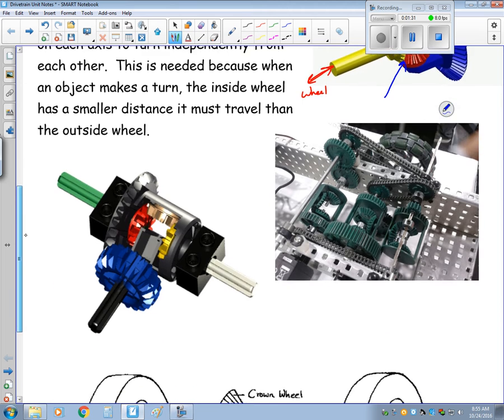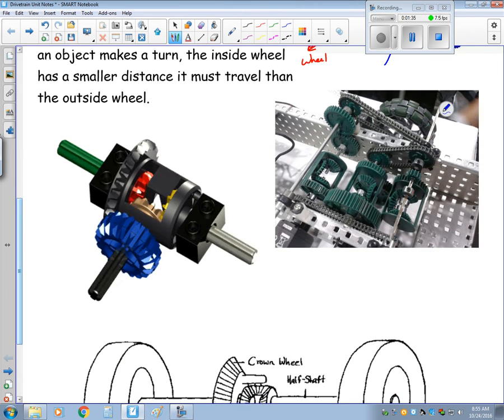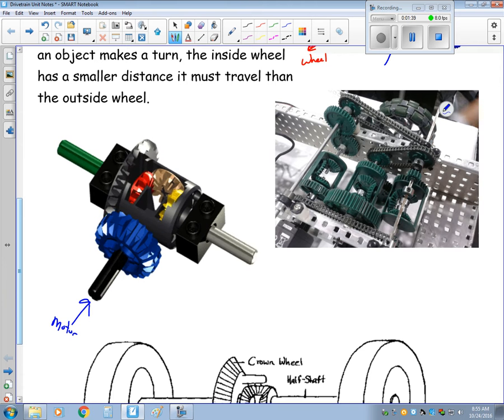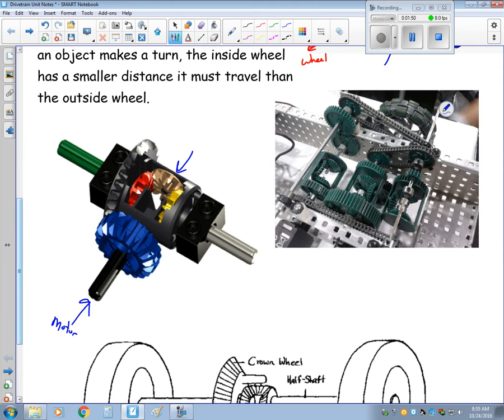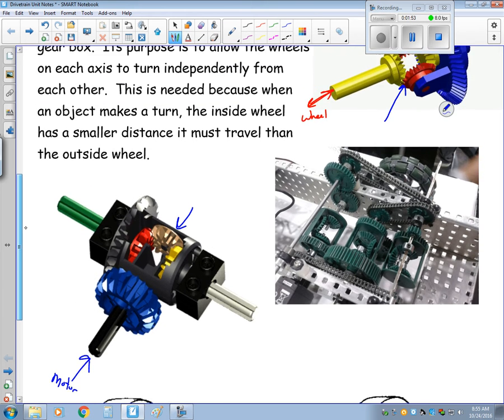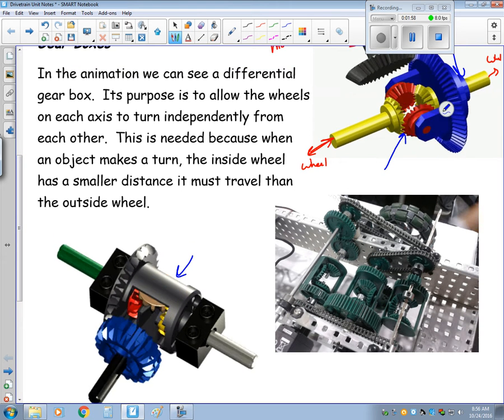This animation down here might be a little bit easier to get a visual for. Again, this comes in from the motor, and we can see how these three planetary gears operate. The purpose of this differential is that it allows each wheel to turn independently of the other wheel.